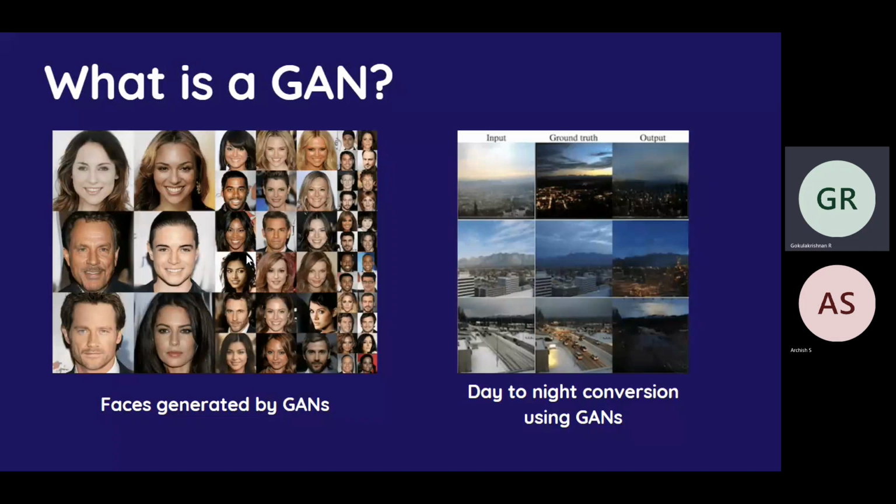And this is another example where, if the input image is taken in the daytime, it converts the image into a nighttime image. This is the ground truth, the actual picture of the same scene at night, and this is the output our model generated. You guys can compare, right? This is actually pretty decent compared to the actual images. So as GANs have various such applications, we try and study them extensively.